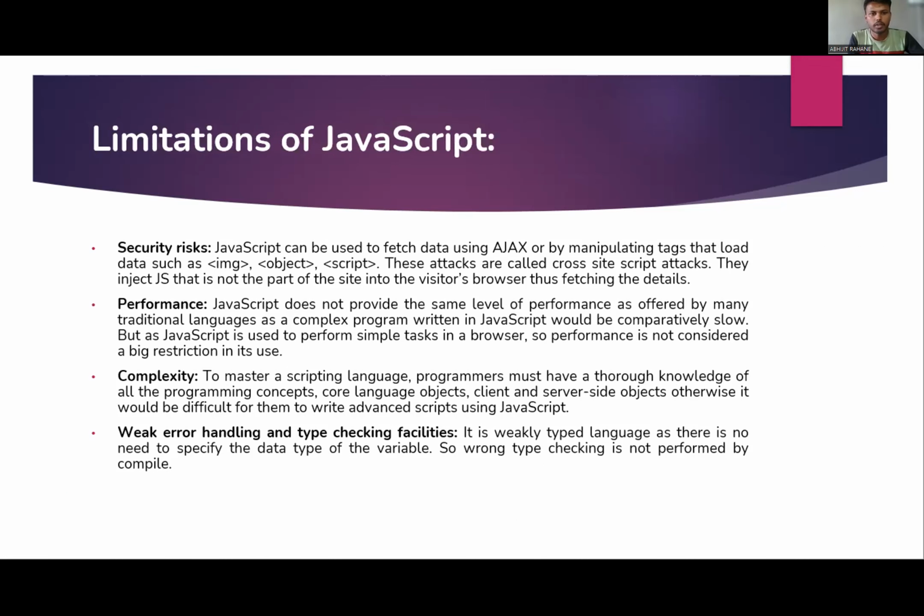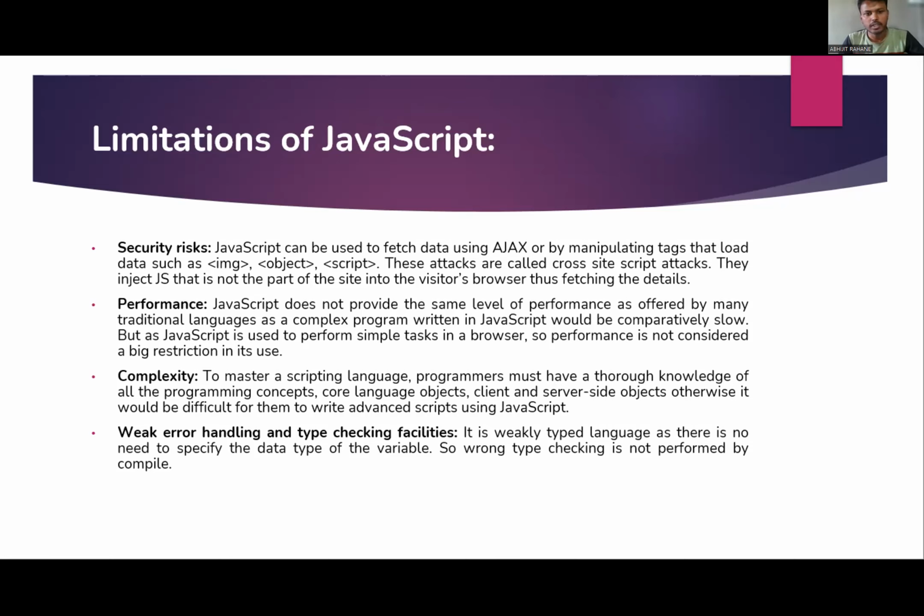There are some limitations of JavaScript. That is security risk. JavaScript can be used to fetch data using AJAX or by manipulating tags that load data such as the image tag, object tag, and script tag. These attacks are called cross-site scripting attacks. This is a part of cyber security or cyber attacks. It is the most important part of JavaScript. It has a security risk. They inject JS that is not part of the site into the visitor's browser, thus fetching the details. It is one of the limitations of JavaScript.